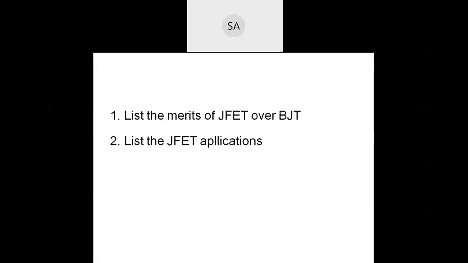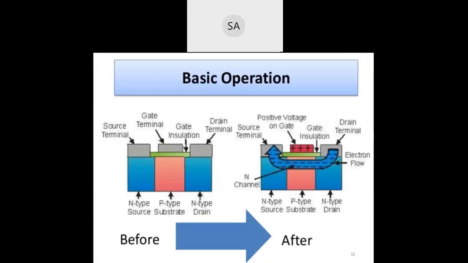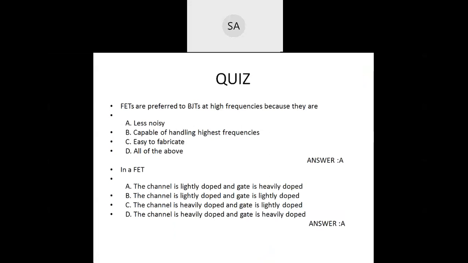We have discussed the merits of JFET over BJT, the applications of the JFET, and the construction of MOSFET. So let us discuss some simple questions. FETs are preferred to BJT at high frequencies because they are less noisy, capable of handling the highest frequencies, easy to fabricate, or all of the above. We just discussed the merits of FETs over BJT, that they are less noisy compared to BJT.